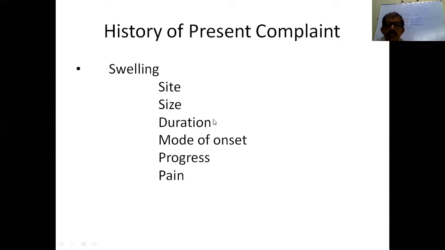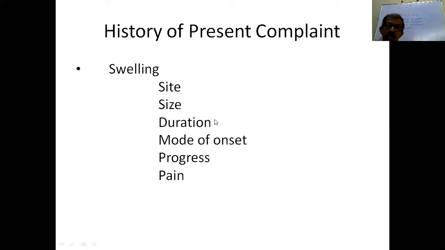Then duration is also important. Here again, I want to stress that the duration for malignancies in thyroid need not be short. Usually, let us say for carcinoma breast or for any sarcoma, it may be 3 to 6 months. Whereas in thyroid, it is not like that. It may be for years. So there may not be a de novo malignancy. First, there may be a multinodular goiter and some part of it may turn into malignancy.